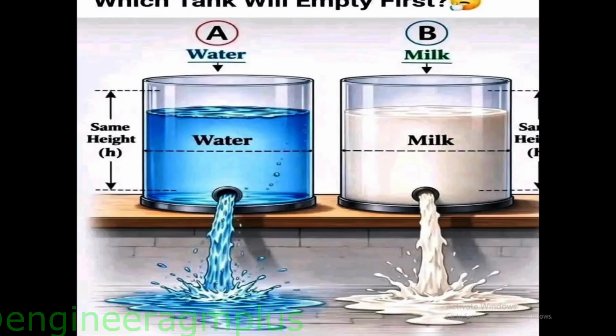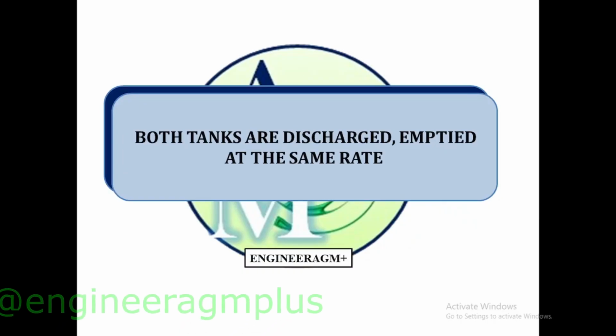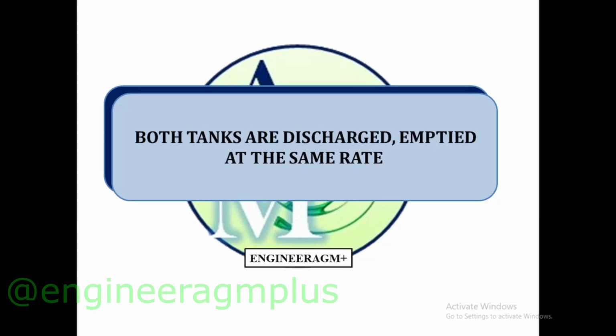Here is the problem. Two bowls of equal volume are one-third filled with water and milk with an open orifice of the same area. So if the water and milk levels in the tanks are the same, which tank is emptied at the quicker rate? And my response was both tanks are emptied at the same rate.